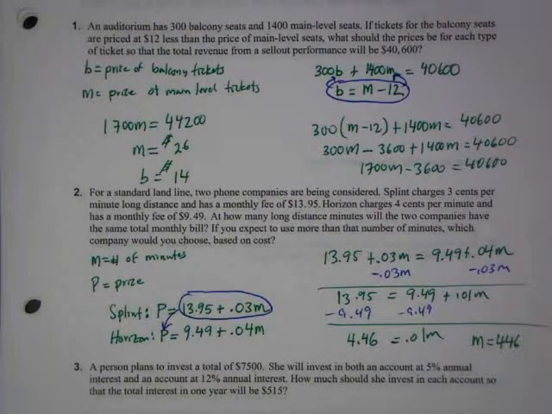So what does that mean? If I make long distance calls and I talk for exactly 446 minutes, what's going to happen? Both the phone bills would be the same? Both the phone bills would be exactly the same.